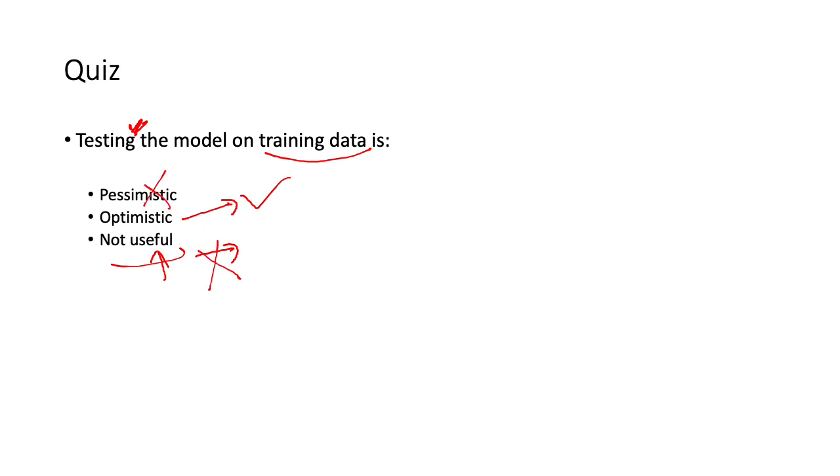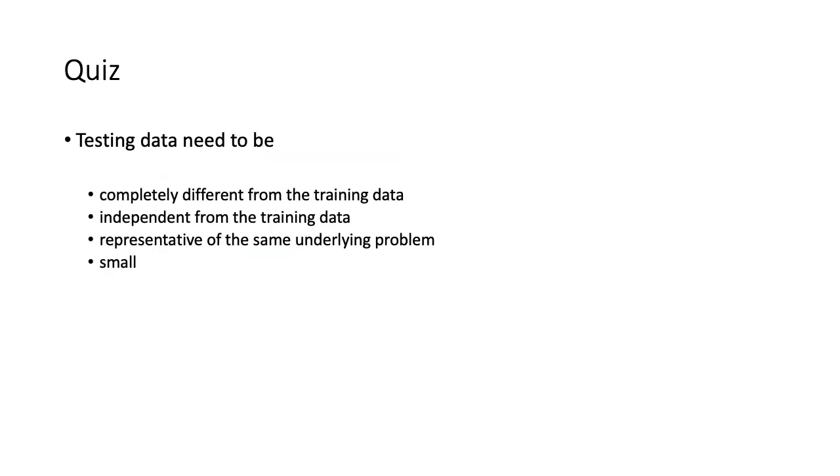Why is it optimistic? Because, as we said, the model has already seen this data before and it knows all the hidden patterns. So if you just rely on the 99% on training data, this is really optimistic, and it doesn't give you a real estimation of how the model will perform in the real world. So testing data needs to be what? Completely different from the training data, or independent from the training data, or representative of the same underlying problem, or small? Again, you can pause the video and think about it for a second.